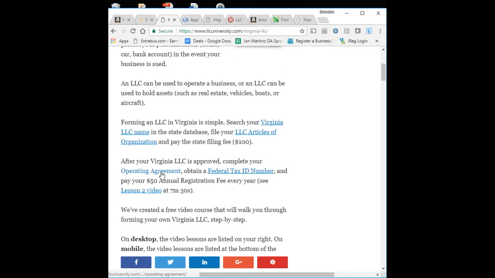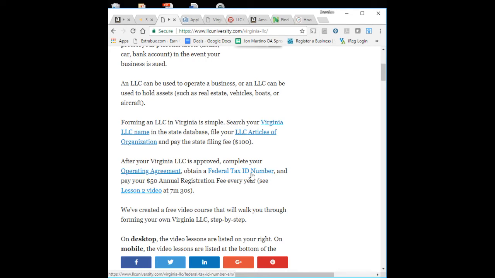You can create an operating agreement. I would only recommend this if you're in business with someone else. Since I'm by myself, if my business dissolves, I don't have to worry about who gets what assets. But if you have two or more people in your business and you fight or dissolve, the question is who gets what assets. With the operating agreement, you decide who gets what assets.